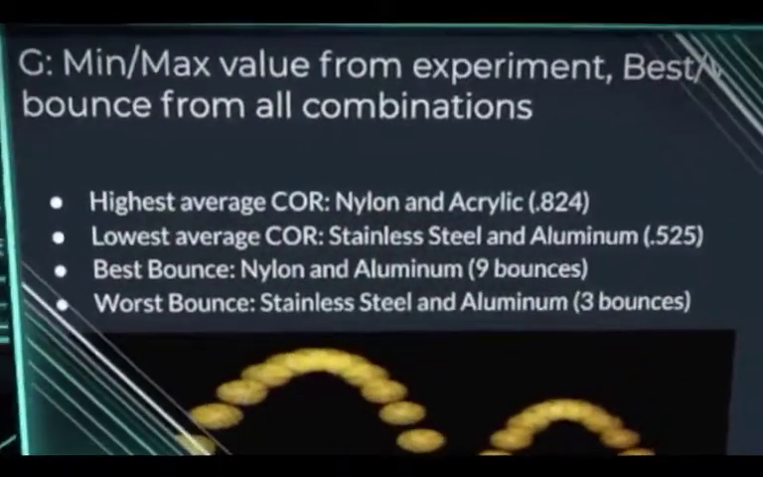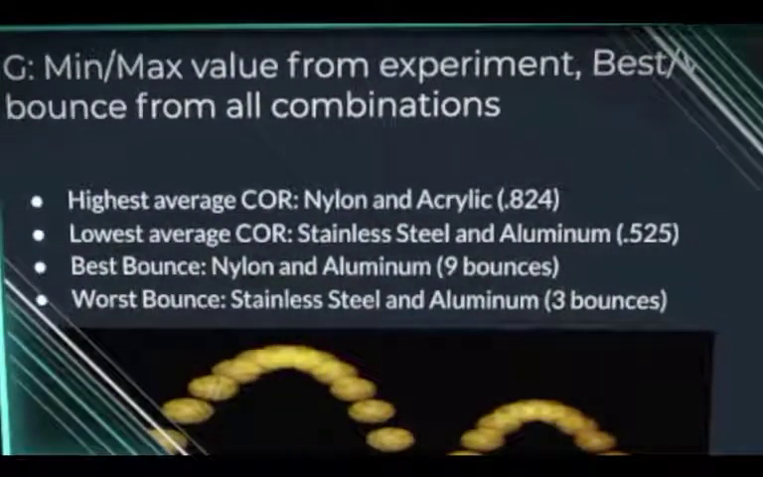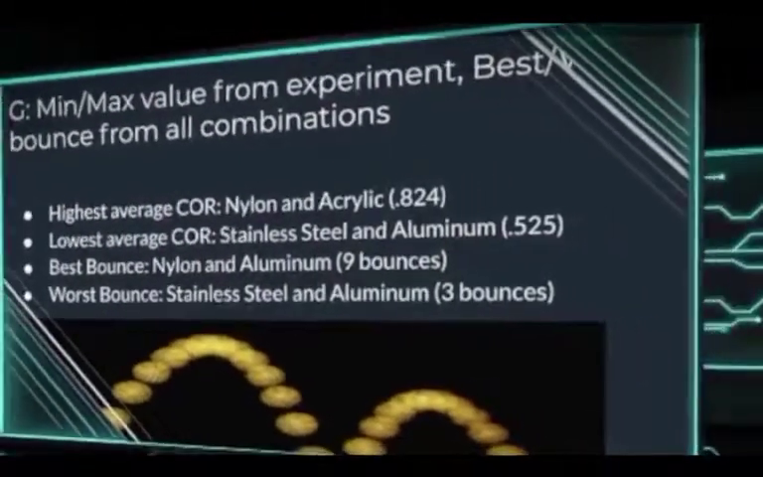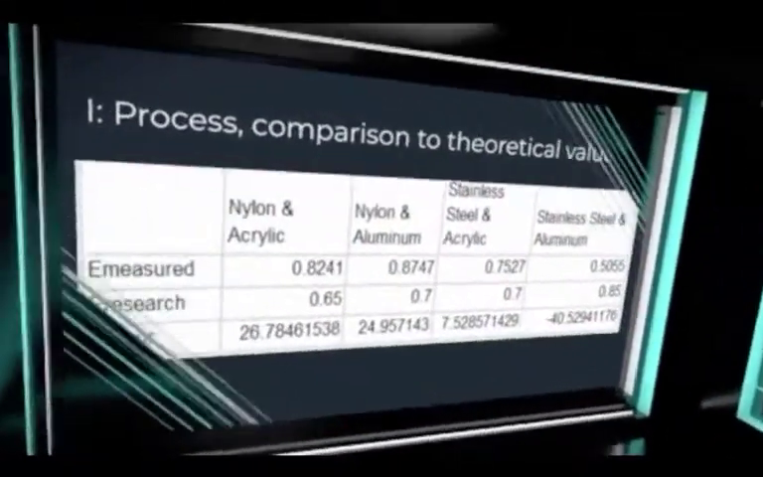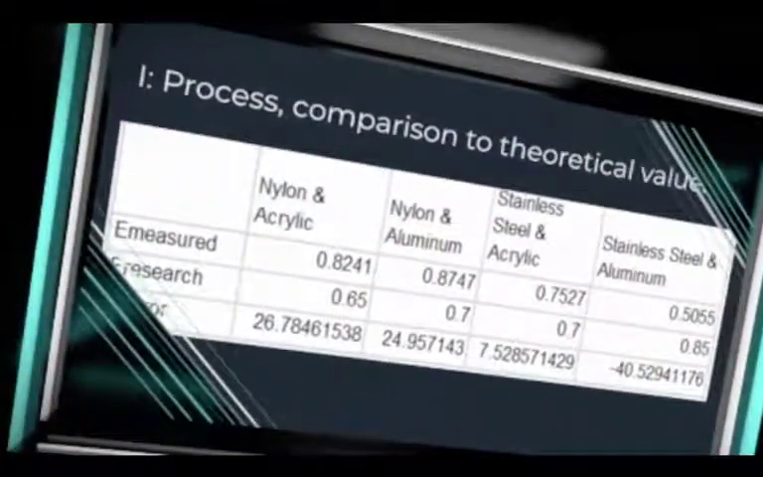Our maximum E value was found by our nylon and aluminum combination, and our minimum was found by the stainless steel and aluminum combination. Our best bounce was nylon and aluminum as well, which had 9 bounces, and our worst bounce was stainless steel and aluminum, which only had 3 bounces. Our stainless steel and acrylic had the most accurate measurement, with our research values at a 7.5% error.